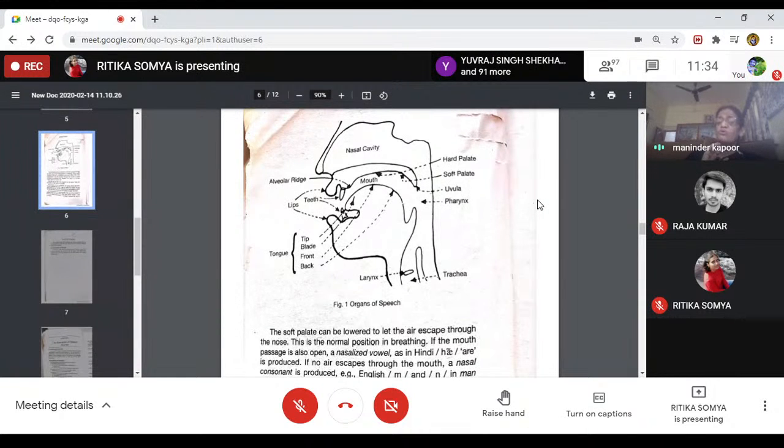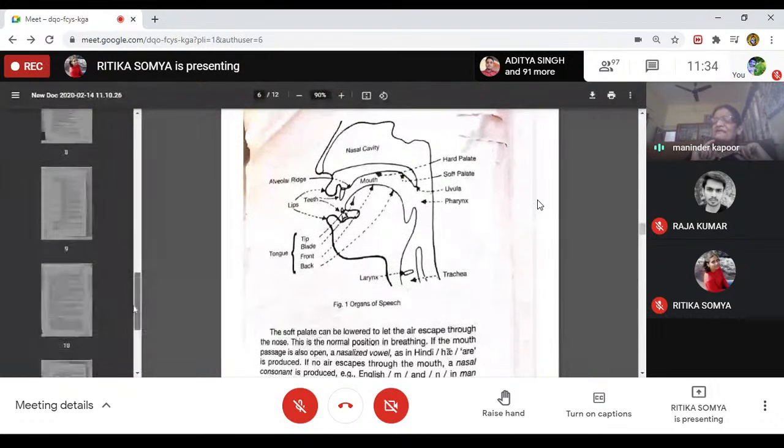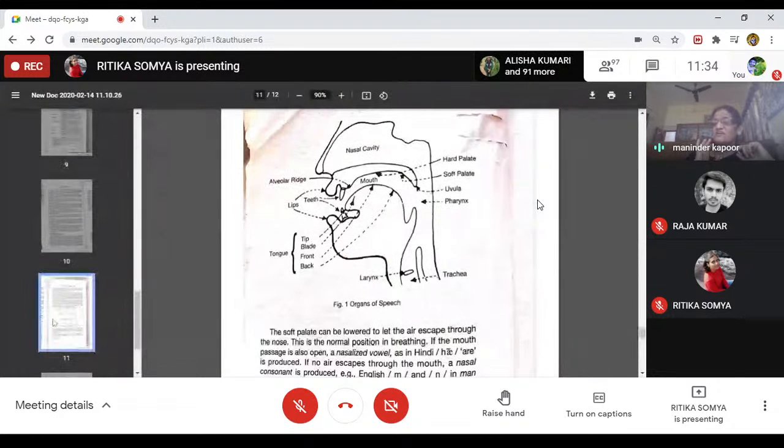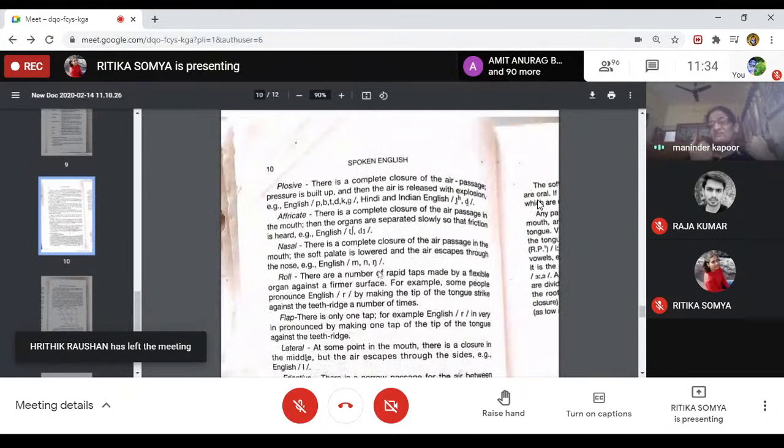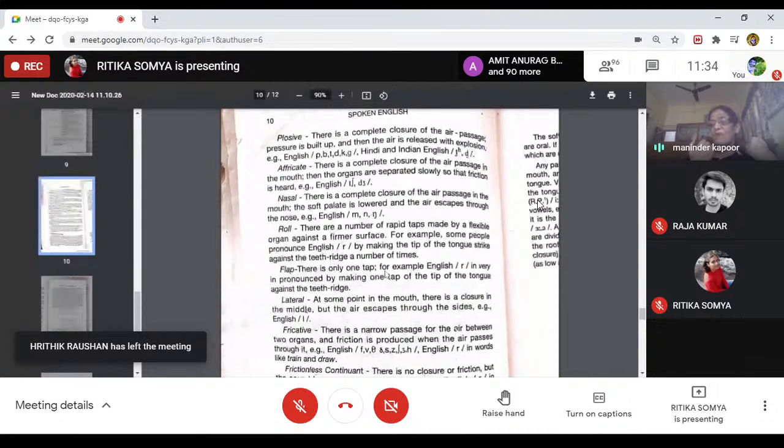So far as manner of articulation is concerned, we say that L is a lateral sound. Lateral because when we say L, there is a closure. We know that L is alveolar so far as place of articulation is concerned, but the air is escaping from the sides of the mouth.